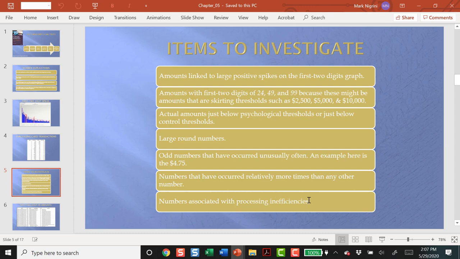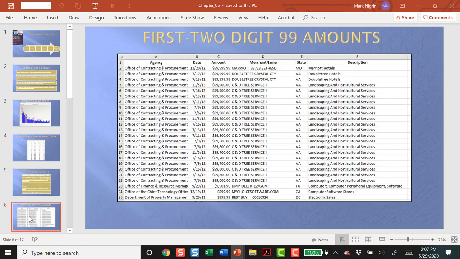So I have other suggestions here. Processing inefficiencies. This would be if I was doing an accounts payable audit and I wanted to know whether we were paying numbers in an inefficient way, where we could rather do something like summary billing or something like that.